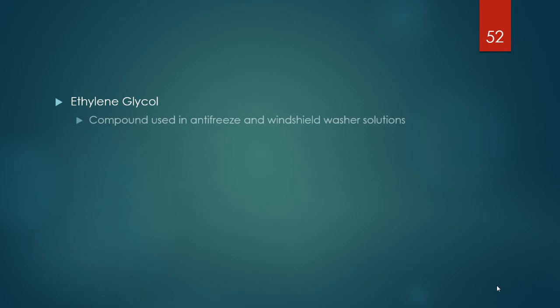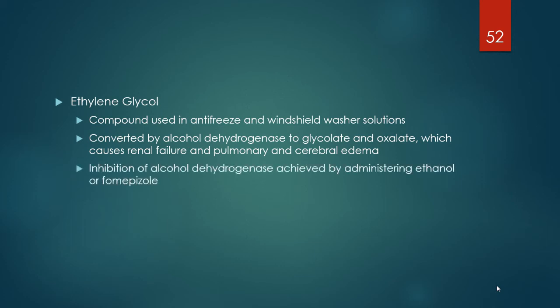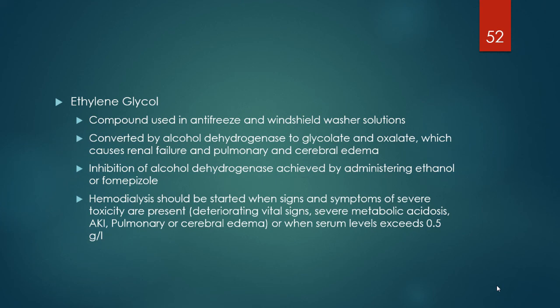So ethylene glycol is a compound used in antifreeze and windshield washer solutions, converted by alcohol dehydrogenase to glycolate and oxalate, which cause renal failure and pulmonary and cerebral edema. Inhibition of alcohol dehydrogenase is achieved by either ethanol or fomepizole. Hemodialysis should be started when signs and symptoms of severe toxicity are present, either deteriorating vital signs, severe metabolic acidosis, AKI, pulmonary or cerebral edema, or when the serum level exceeds 0.5 gram per liter.